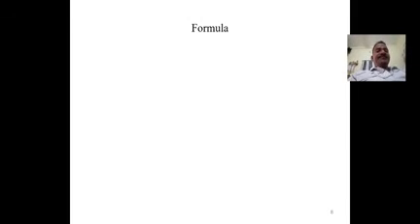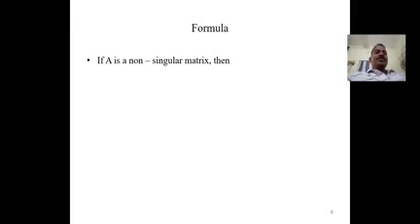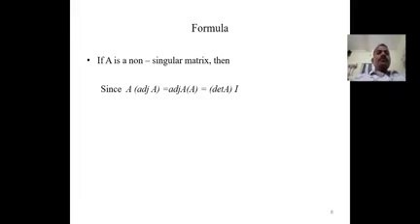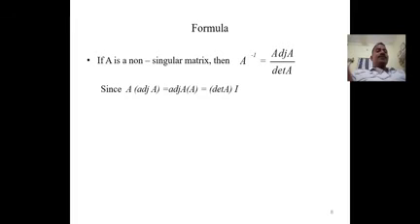Formula to find the A inverse. If A is a non-singular matrix, then A into adjoint A equals adjoint A into A equals determinant of A into identity. With the help of this result, we can get the formula. Dividing by determinant of A, we get A into adjoint A by det A equals adjoint A by det A into A equals identity. So by the definition of A inverse, A inverse equals adjoint A by det A.